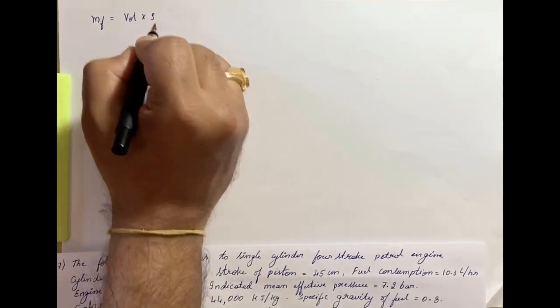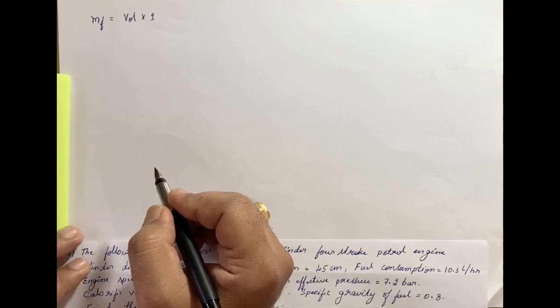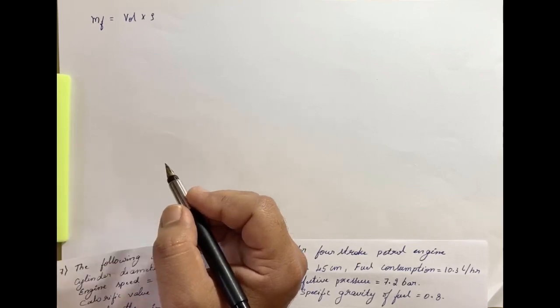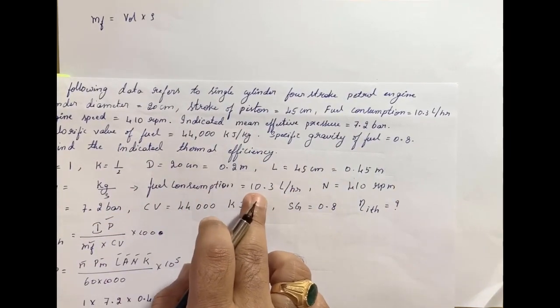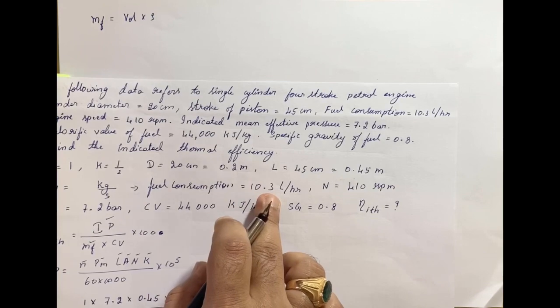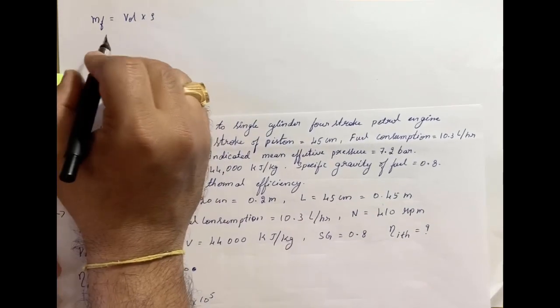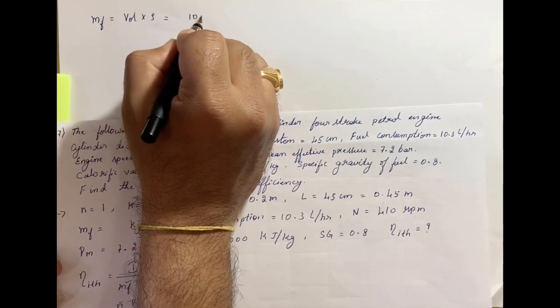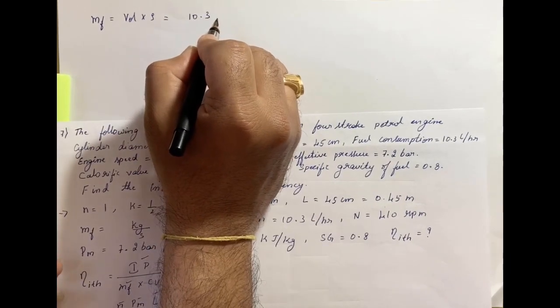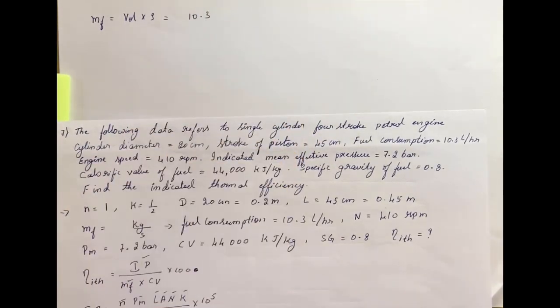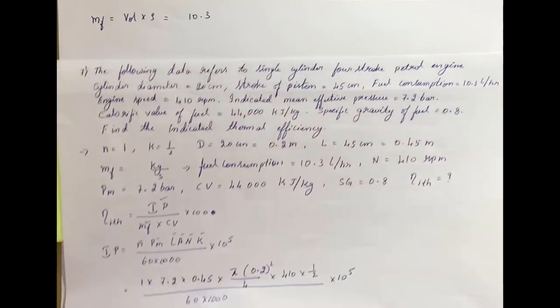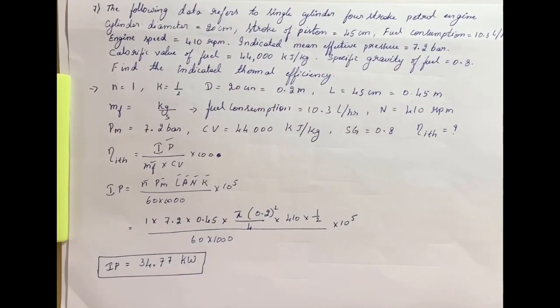Volume into density rho. Now volume here is what? Volume flow rate, which is nothing but the fuel consumed here, that is 10.3 liters per hour. Now, 10.3 is in liters per hour, so we need to convert liters to meter cube. 1 liter is equal to 10 raised to minus 3 meter cube.